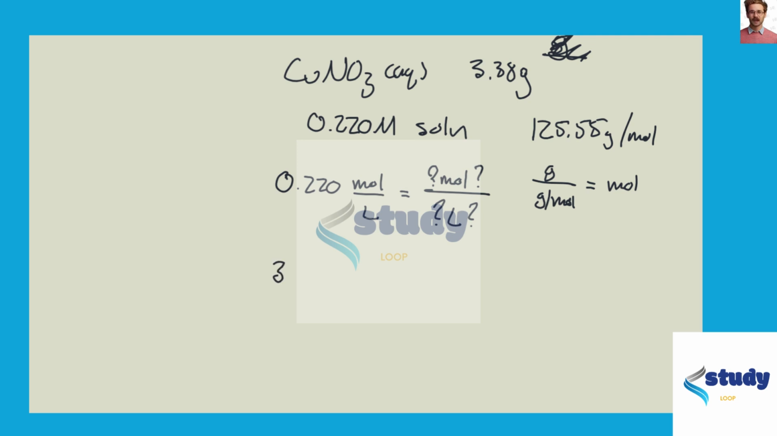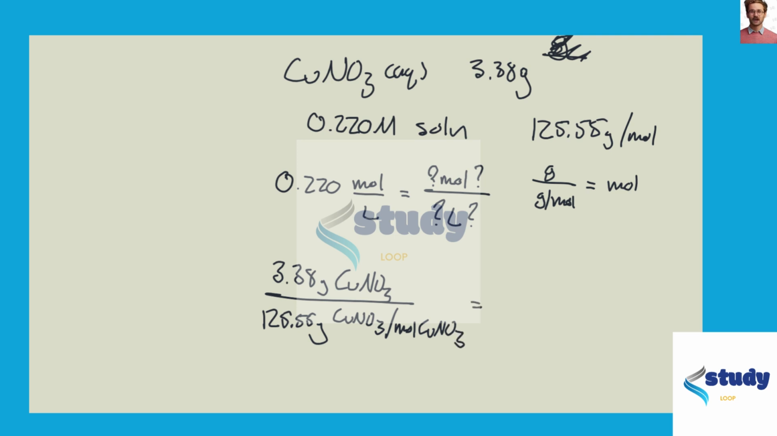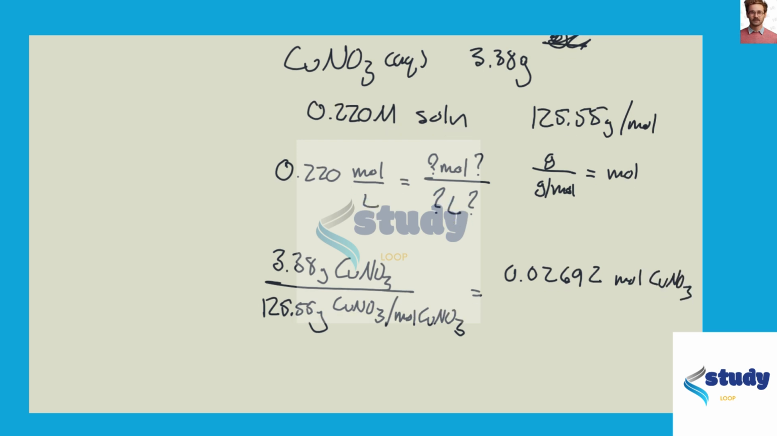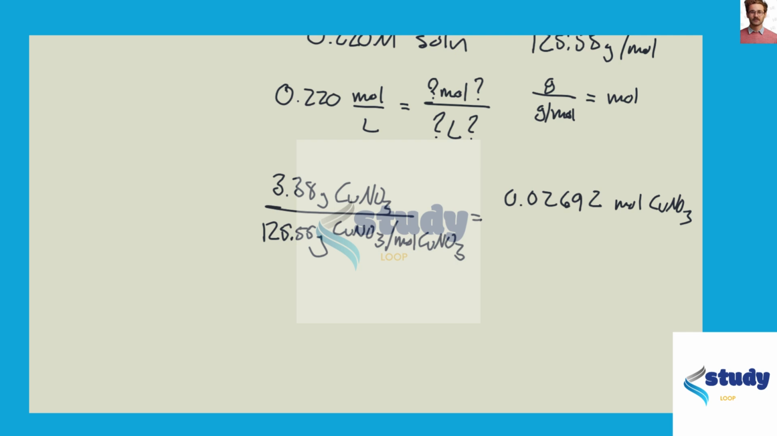So 3.38 grams copper nitrate divided by 125.55 grams copper nitrate per mole copper nitrate tells us that we have 0.02692 mole of copper nitrate. Okay, well, now we know how many moles of copper nitrate we have, right?